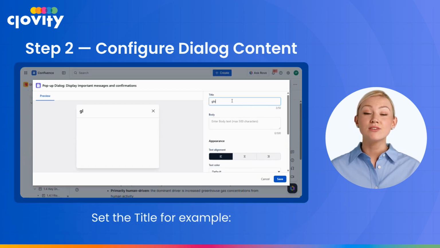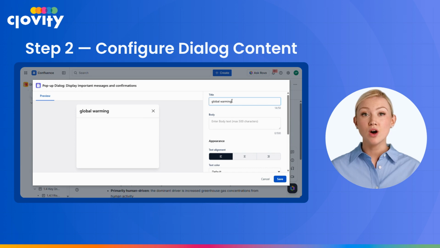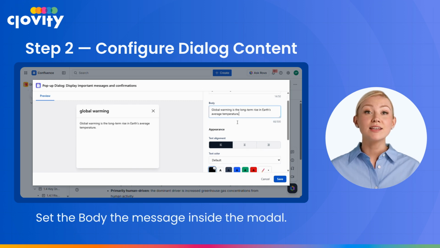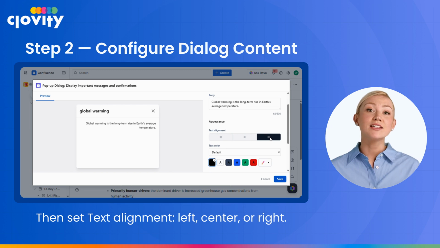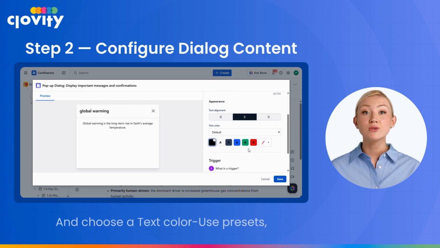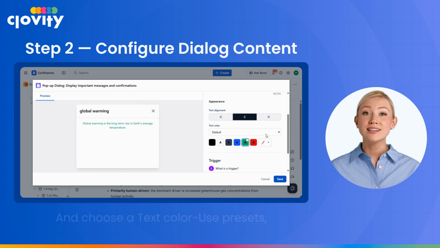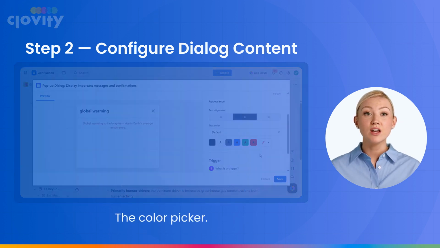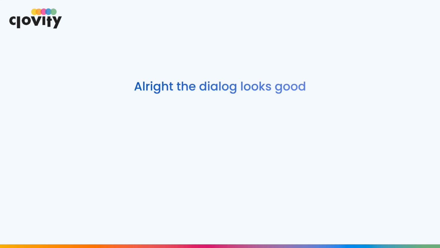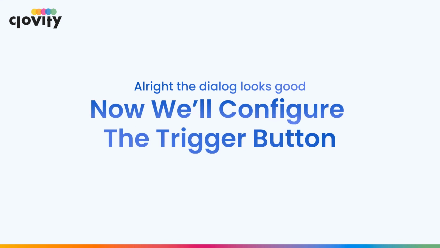Step 2, configure dialog content plus appearance. Set the title, for example, Work in Progress, or Before You Continue, or anything else. Set the body, the message inside the modal. Then set text alignment, left, center, or right, and choose a text color. Use presets, switch to recently used, or pick a custom color with the color picker. All right, the dialog looks good. Now we'll configure the trigger button that appears on the page.